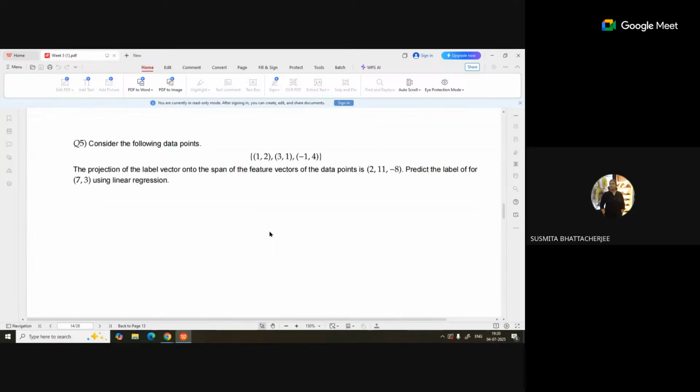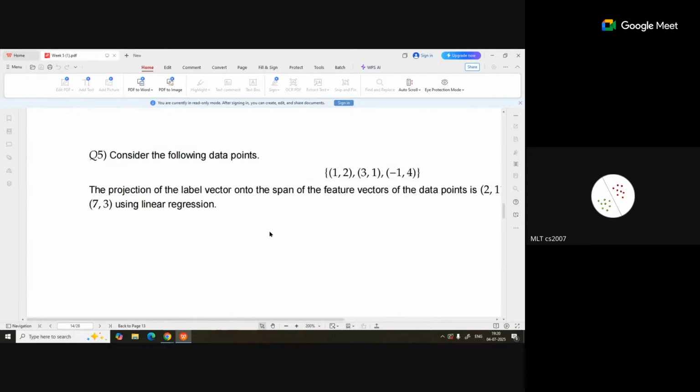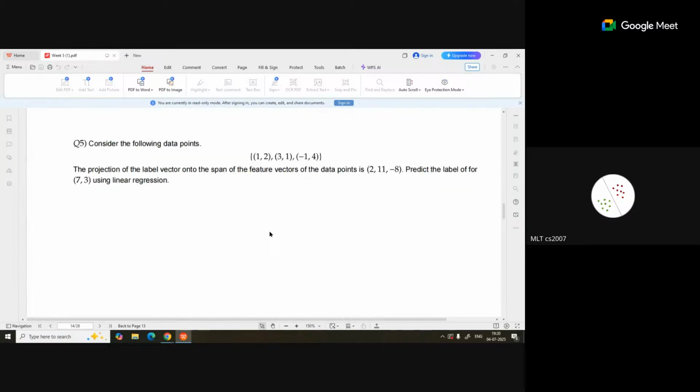This is question number 5. If you want, I'll zoom in a little bit. These are the data points: 1 2 3, 1 minus 1 4. The question is about the projection of the label vector onto the span of the feature vectors of the data points. There are 3 data points above. How do they look? 1 2 3, 1 minus 1 4. What are they?